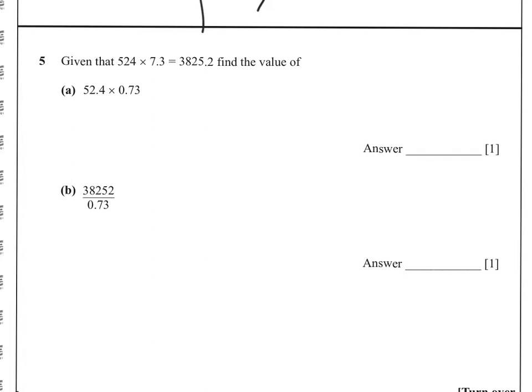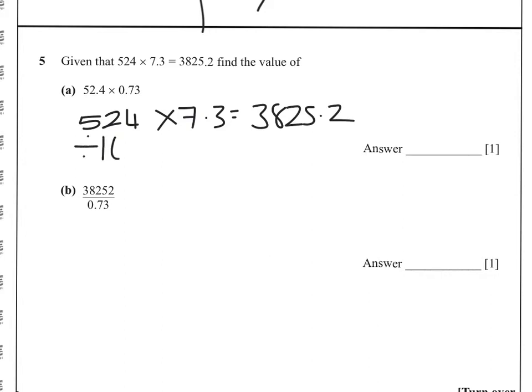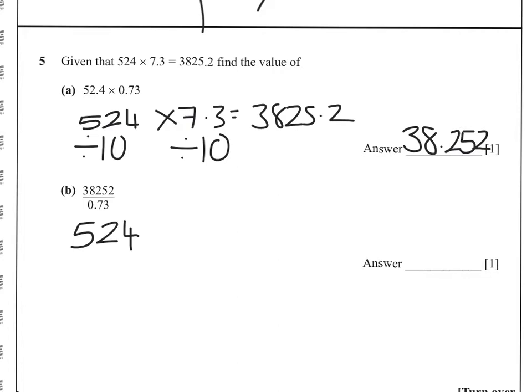Always start these questions with the original. So we have 524 multiplied by 7.3 equals 3,825.2. That's our relationship. We're dividing 524 by 10 to get 52.4, and we're dividing 7.3 by 10. If the left-hand side has been divided by 100, then the right-hand side must be divided by 100, so our answer is 38.252.